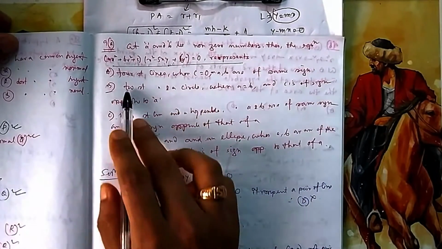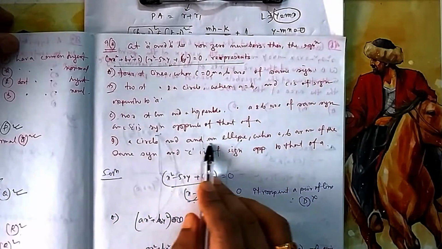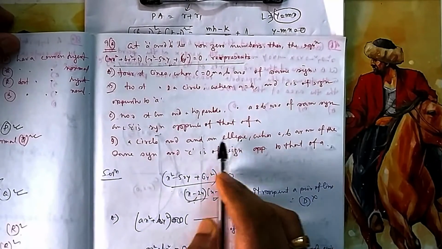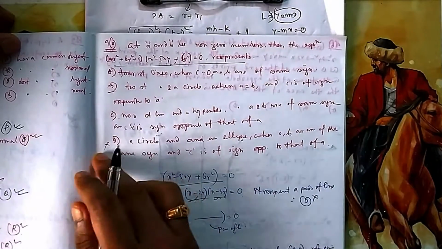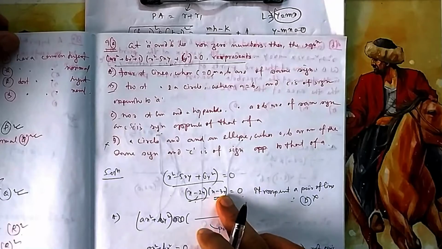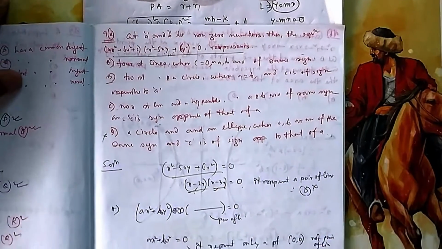2, 4 straight lines. So you can see option D, there is no straight line, one ellipse, one circle, which is not the possibility. So D will not be the answer because two straight lines we already got. So D is not the answer. Let us check one by one.